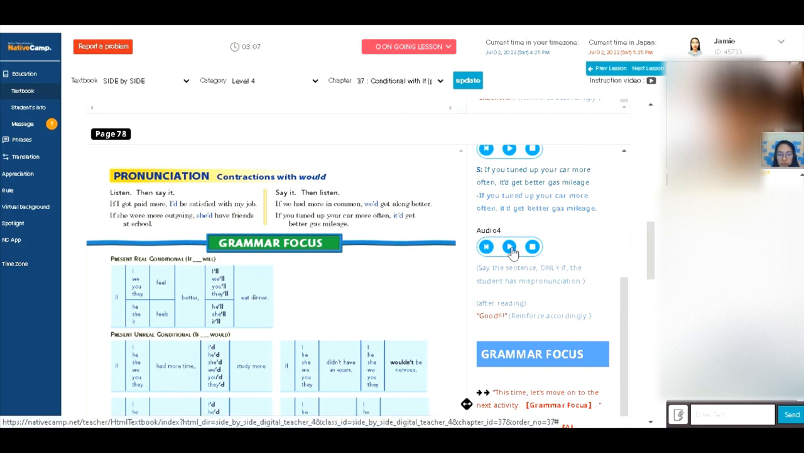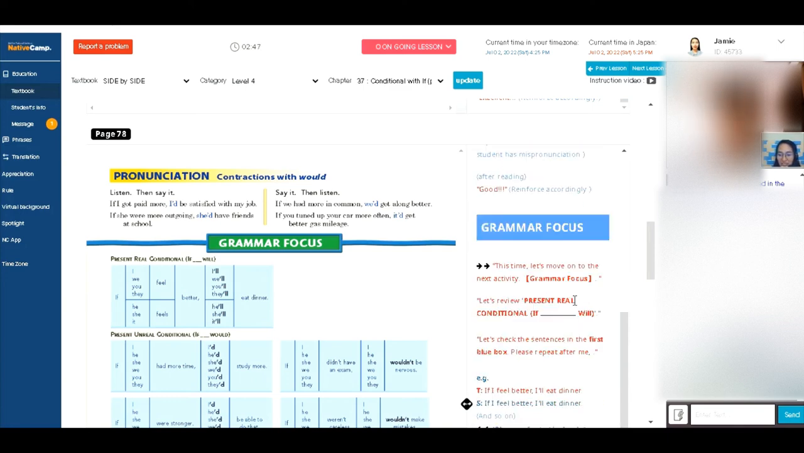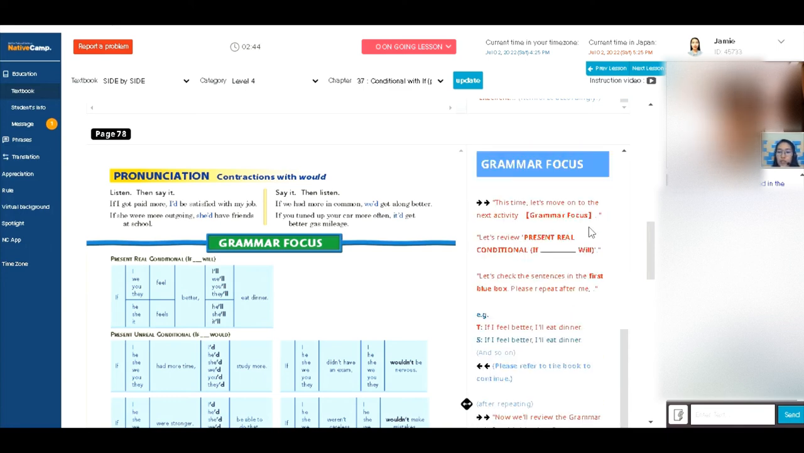If you tuned up your car more often, it'd get better gas mileage. If you tuned up your car more often, it'd get better gas mileage. Okay, so this time let's move on to the next activity, okay?